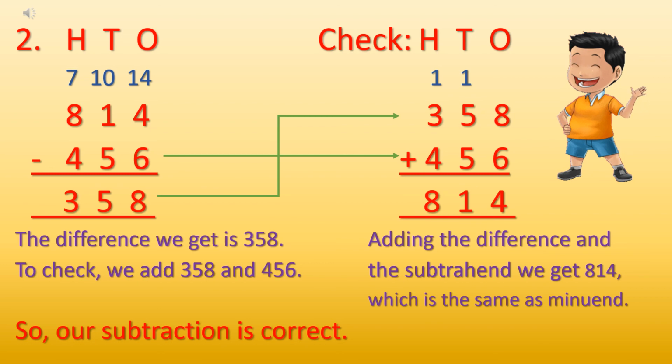So after adding 358 and 456, we have got 814, which is our minuend. 358 was the difference, 456 was the subtrahend, and after adding difference and the subtrahend, we have got the minuend, that is equal to 814. So that means our subtraction is correct again. Isn't it easy, children?